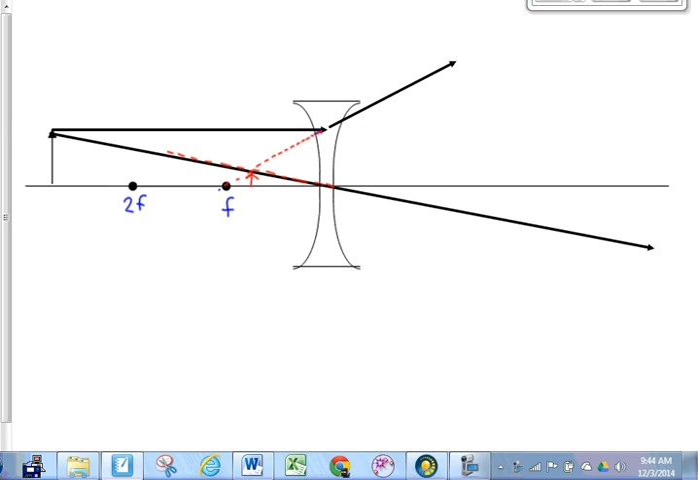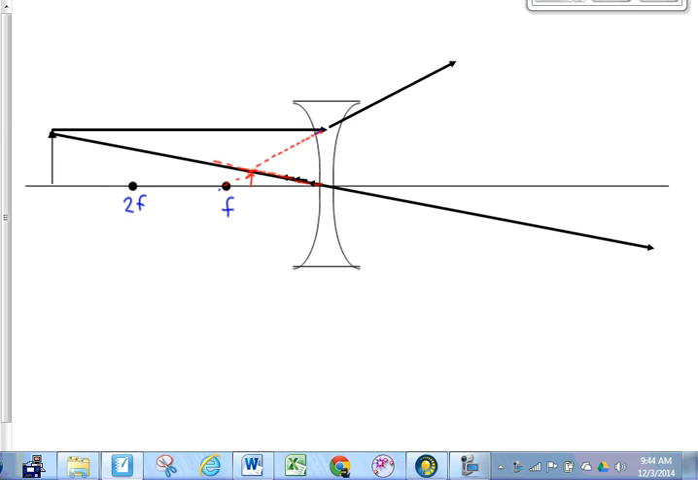The reality is, if you don't draw this one, extend it backwards, you're going to still get them intersecting in the same place. I just want you to recognize that it's not really a solid line and a dotted line intersecting. It's really two dotted lines intersecting. It's really the extensions of the rays that are intersecting at that point.